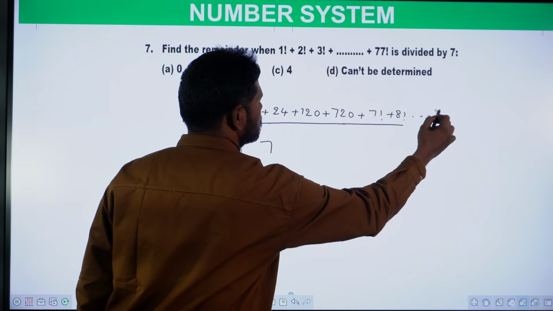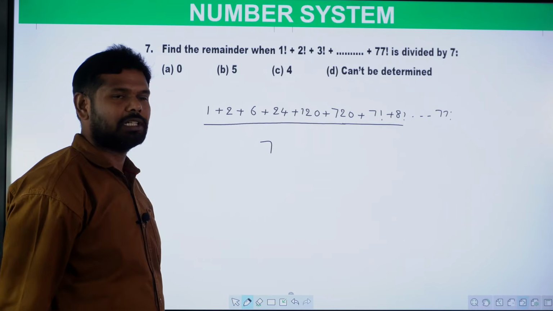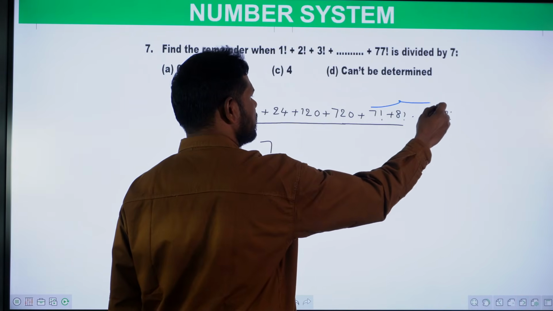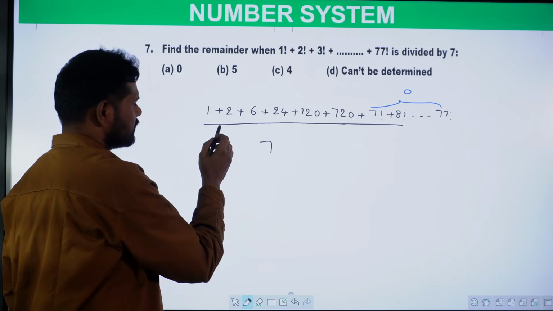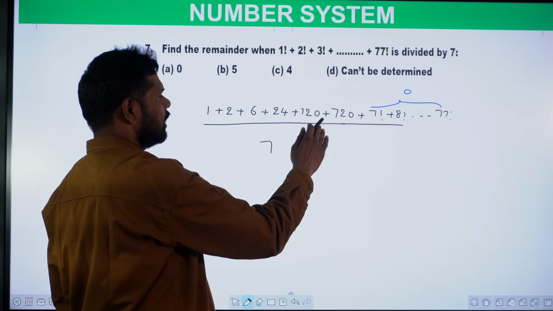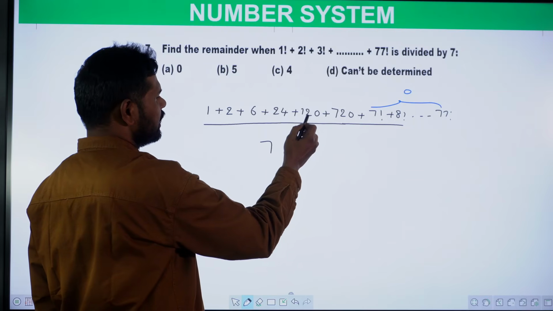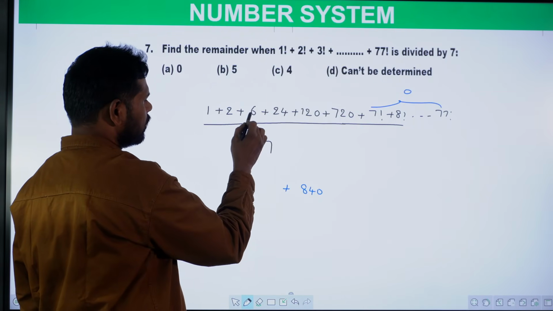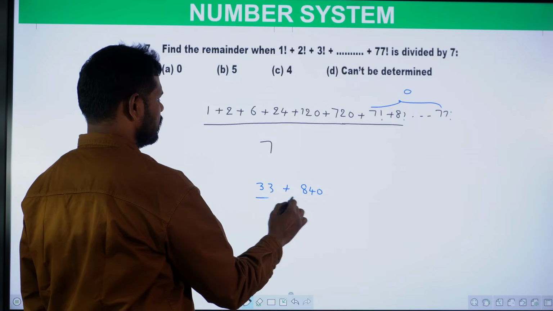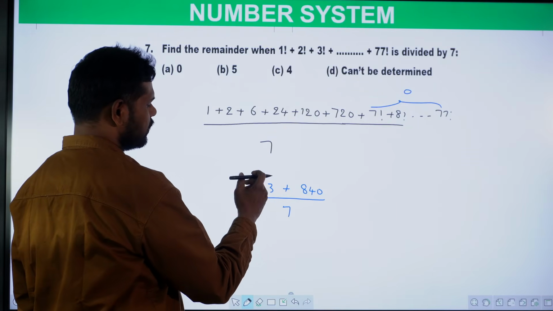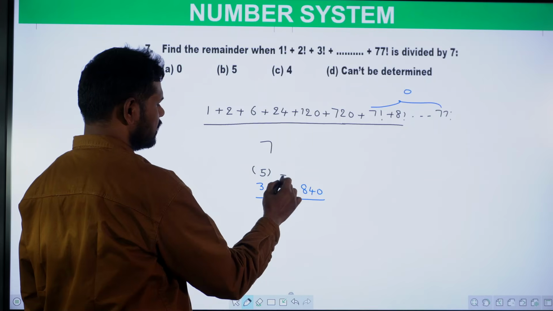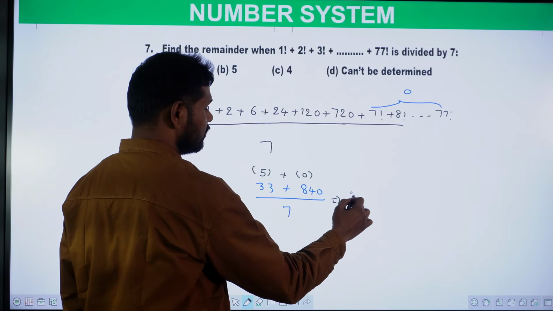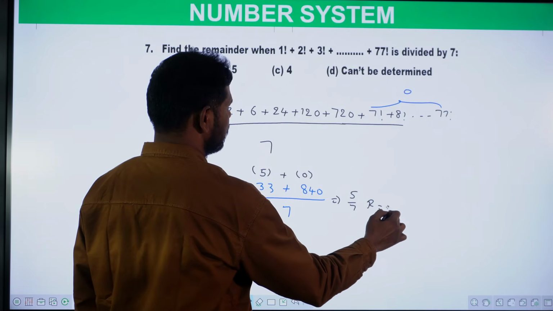Then I don't need to write 7 factorial, 8 factorial. In all those, a 7 multiple is there, like 8 factorial into 7. So these all are 7 multiples, meaning we get remainder 0. For the rest, you add all and divide. 720 plus 120 is 840, plus 24, 30, 33. Dividing by 7, 7 4s are 28, remainder is 5. 840 is a multiple of 7, so the remainder is 5 by 7, which is 5. That's it.